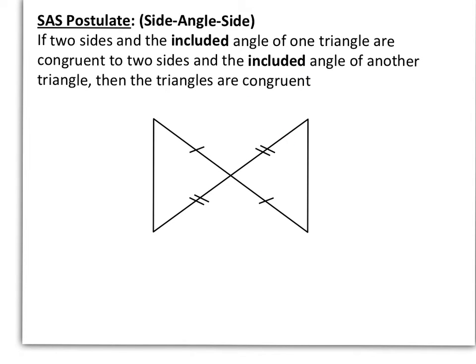The side angle side postulate, or SAS, says that if two sides and the included angle of one triangle are congruent to two sides and the included angle of another triangle, then the triangles are congruent. So looking at our figure, the included angle would be the angle that is in between our two congruent sides. So that would be this angle and this angle, which we do know these angles are congruent because they are vertical angles. So the two triangles below are congruent by the side angle side postulate.